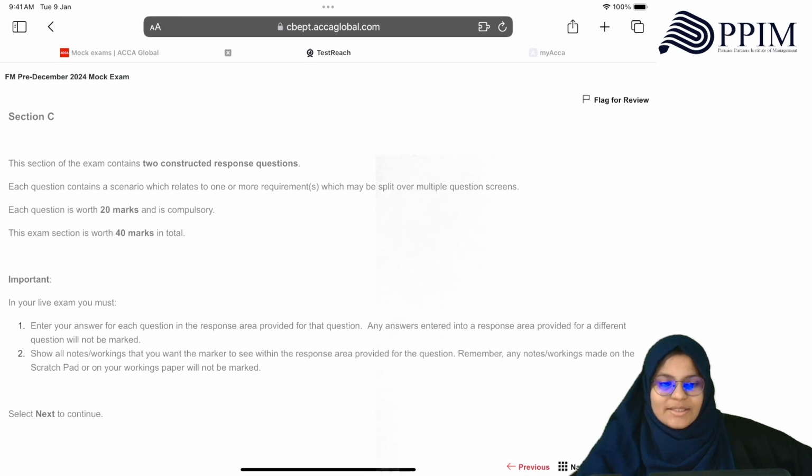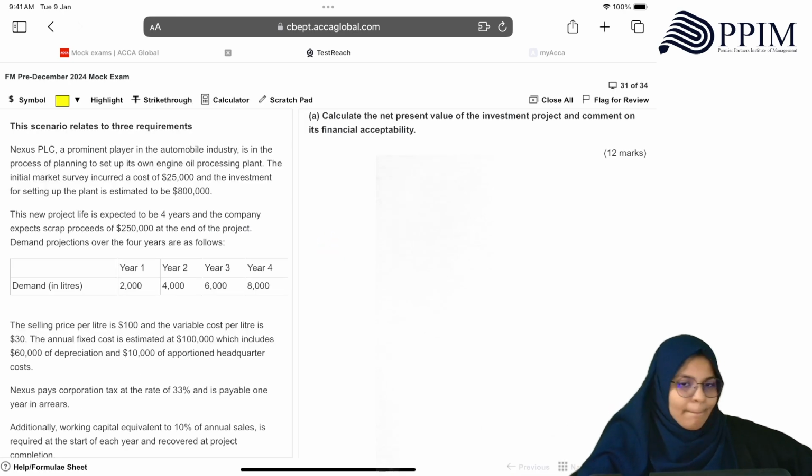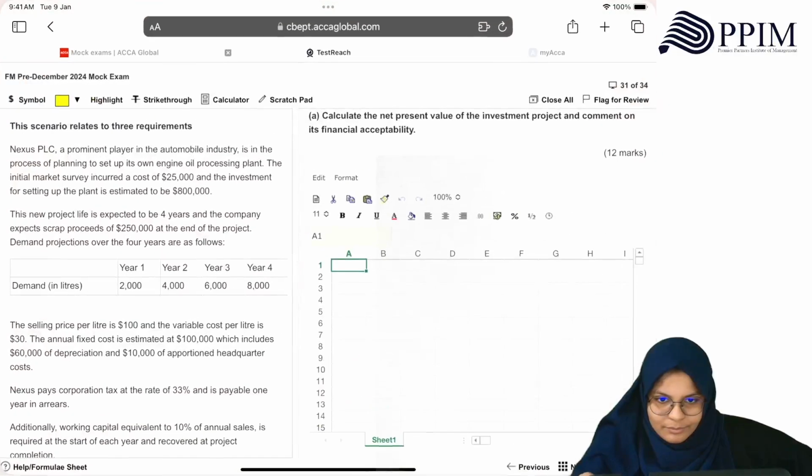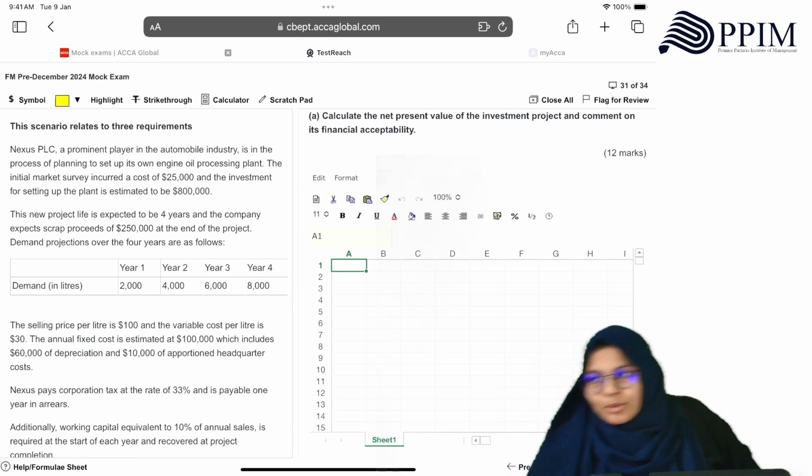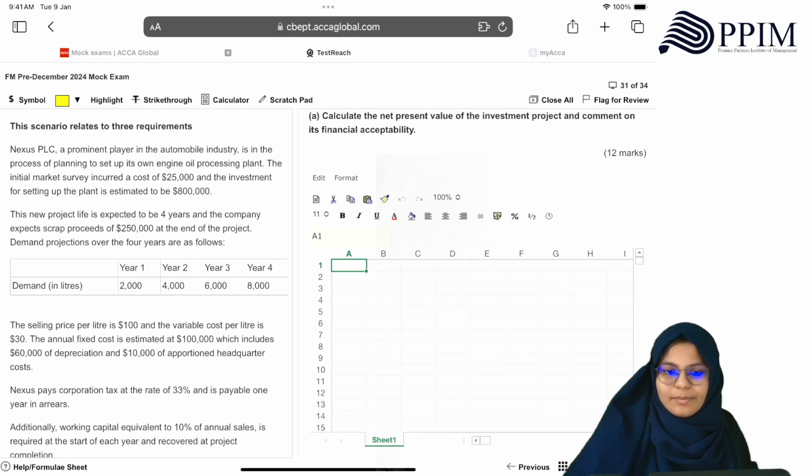Okay. So now let's start with section C. Okay. Alright. So what is it saying here? I hope it's clear to you if I type here. Just check. Okay, give me a minute.